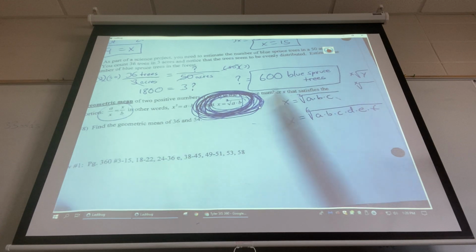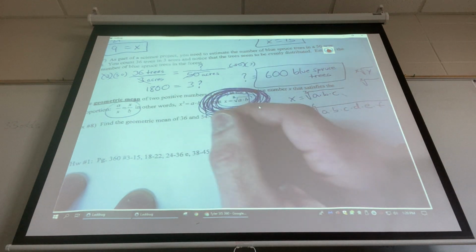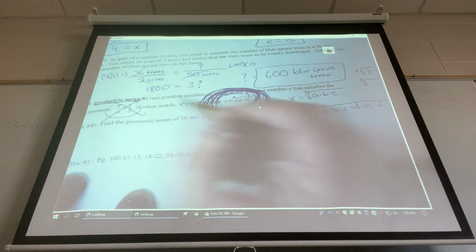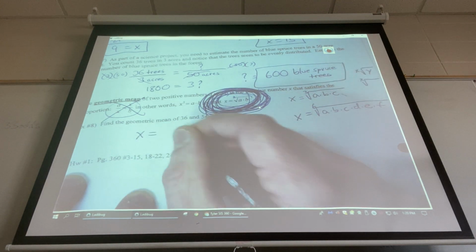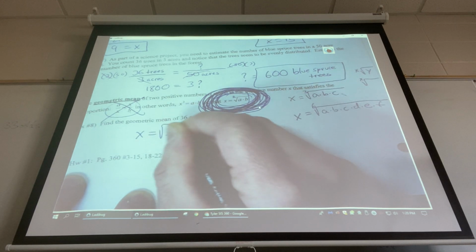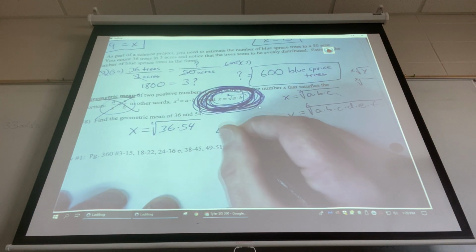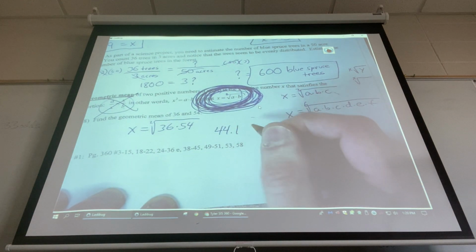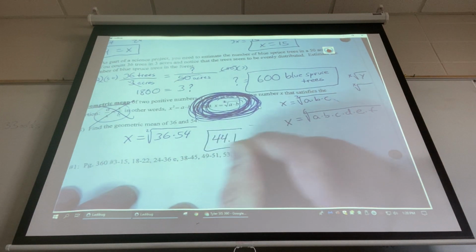Okay, so if on example 8 it says find the geometric mean of 36 and 54, I don't want you to write anything like that. I want you to just say, oh, okay, so I'm getting the geometric mean, I multiply them together, and then because there's 2 of them, I take a square root. And you got 44.1. So you rounded to the nearest tenth, right? Yep, 44.1.